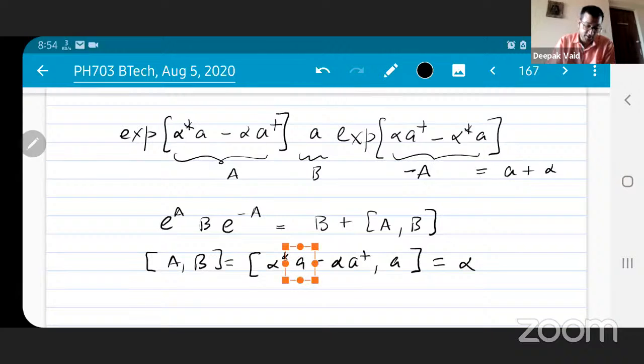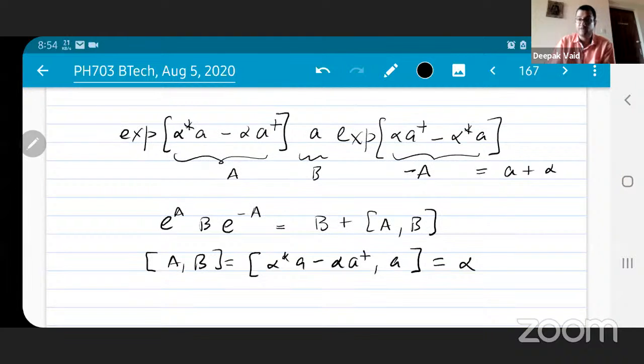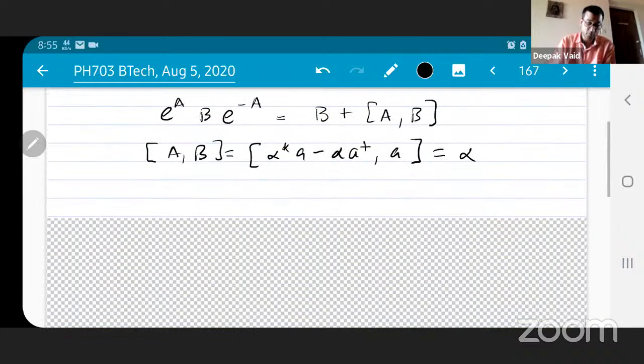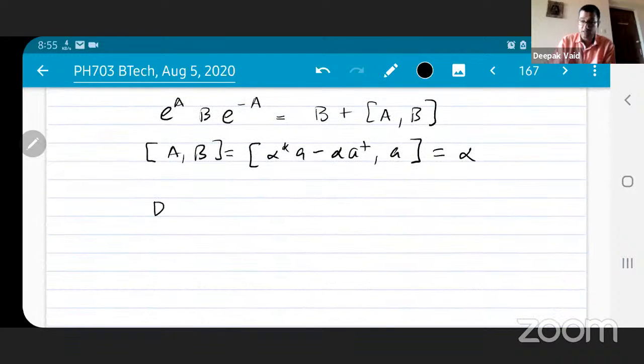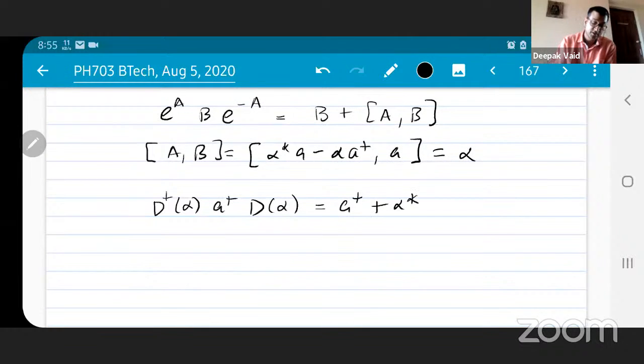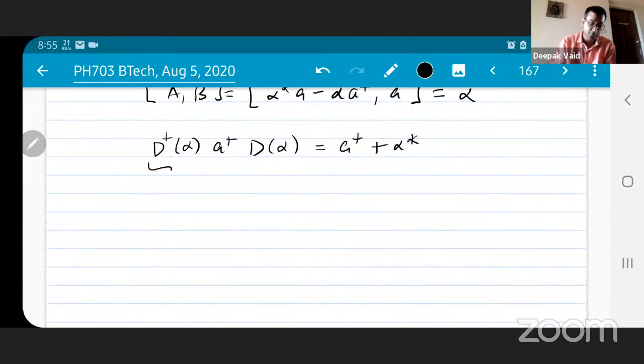In this commutator, there is one term with A. That commutator will give you 0. The other is minus alpha A dagger, that will give you minus 1. Then alpha minus alpha will give you 1. So this is the first property. We checked that. We can do the same thing with the second property, which is that D conjugate alpha times A dagger D alpha is equal to A dagger plus alpha star.